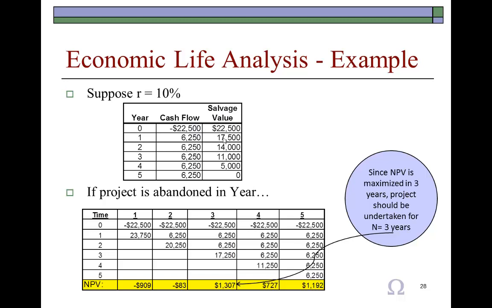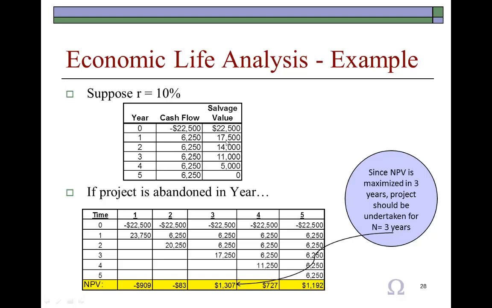We can hang on to this project for a year, in which case, having spent $22,500 to invest in it, we would only be making $6,250 in the first year and then get rid of it for a projected amount of $17,500. So that the cumulative cash inflow, if this project is held for only 1 year, as I show here, would be $23,750, which is the sum of this cash inflow and this salvage value.